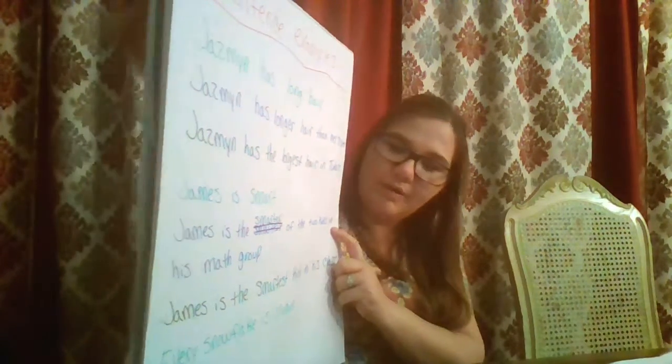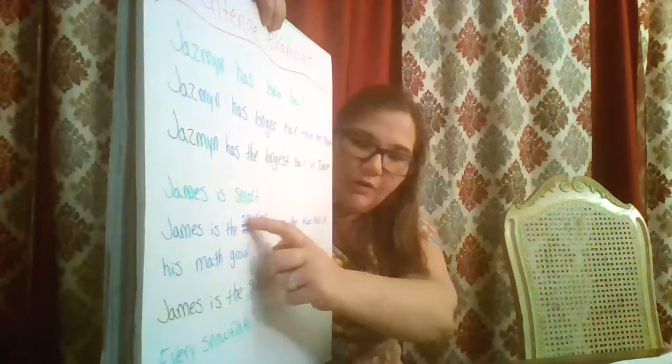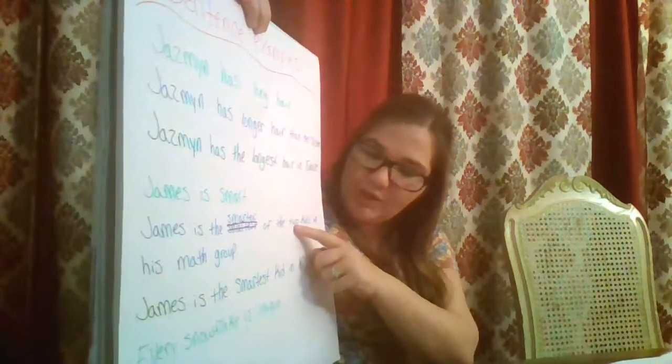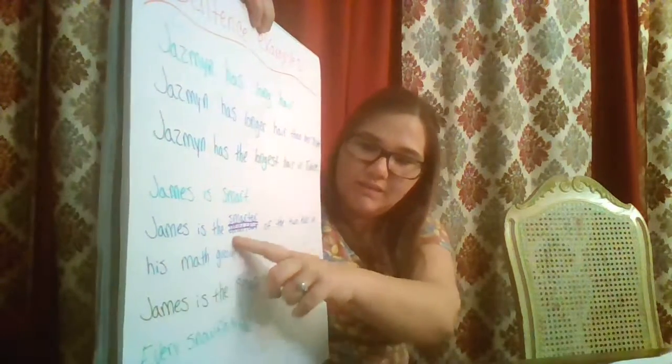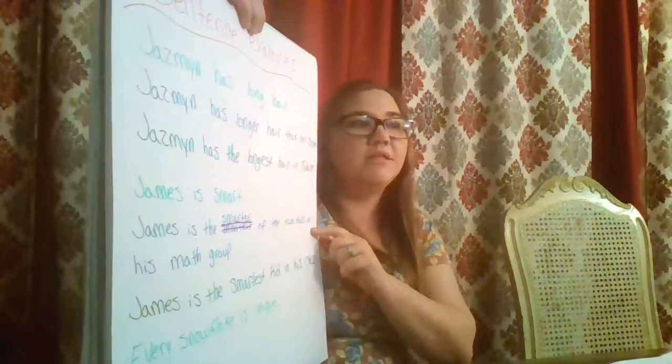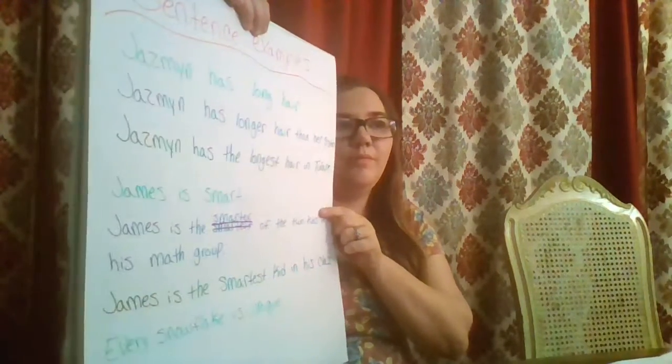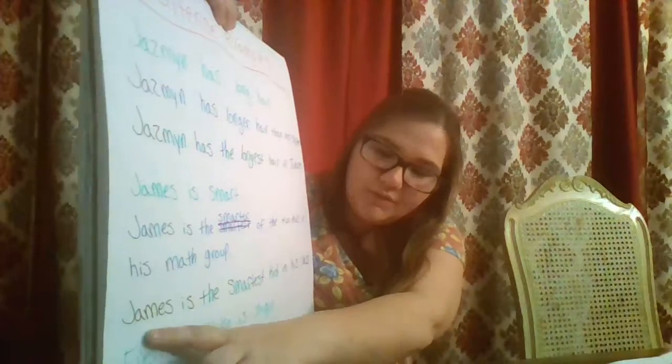Comparative, because right here we have the ER on smarter. That ER tells us. And we also have this keyword where it says James is the smarter of the 2 kids. So comparative is used when comparing 2 people.